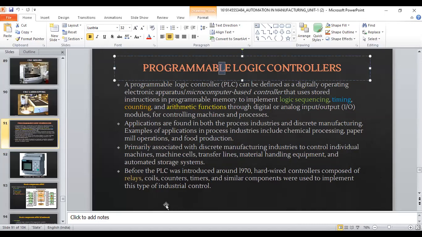Before the PLCs, what we used to do were all these relays, coils, counters, timers. All physical, mostly physical equipment. You had all wires to connect. Hardwired controllers composed of these elements and similar components were used to implement the same type of industrial control. And now we are achieving it with PLCs.